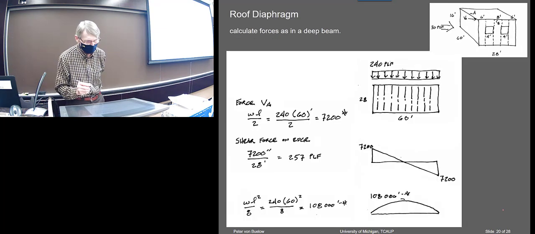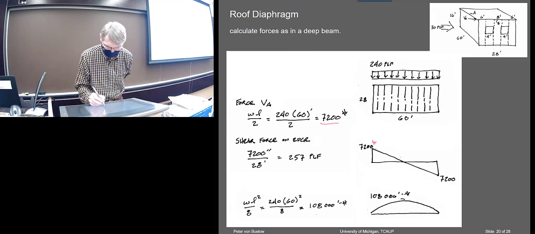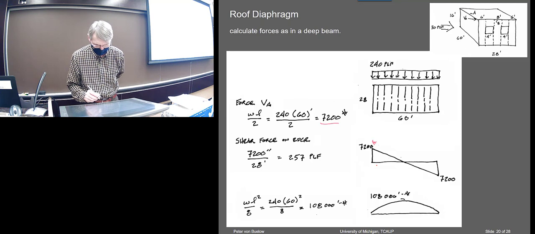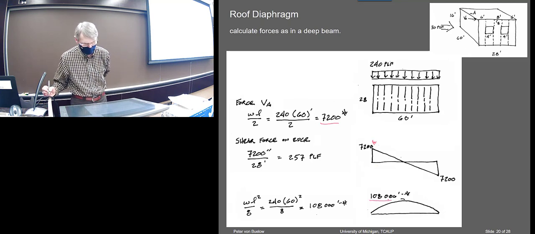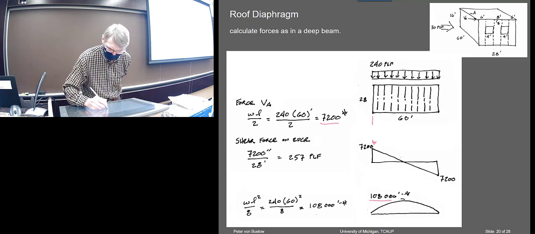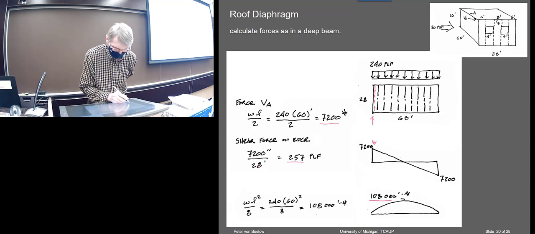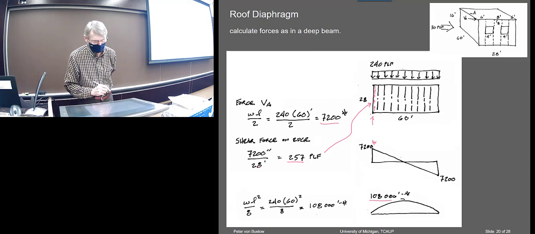So that's what this is. The end reactions are 7,200 pounds apparently. The moment comes out to be that in foot-pounds. If I distribute this force across here as a PLF type of shear force, that is where this comes from. So the total divided by the length is that shear force on the edge in PLF.